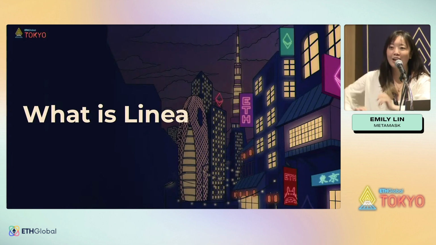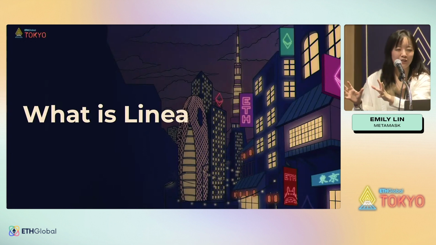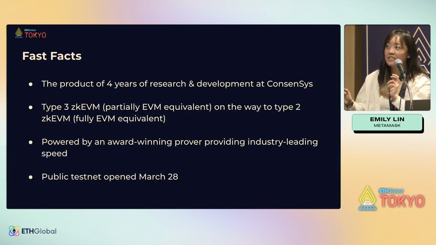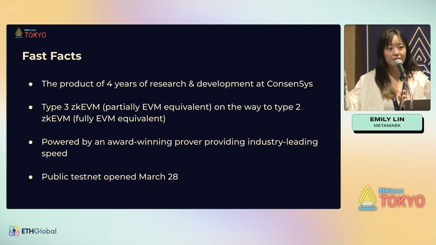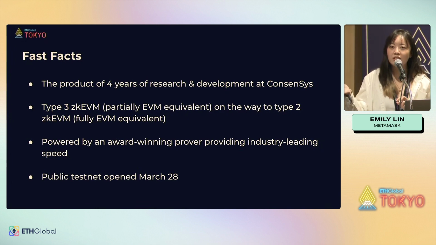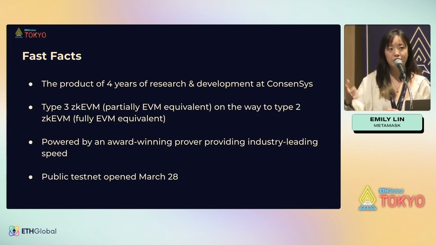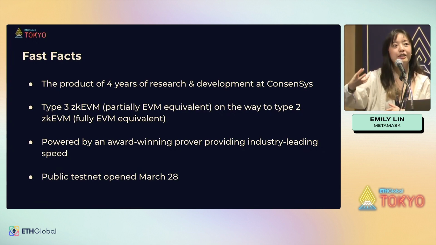Cool. Now that we have a basic overview of how all of that works and what it means, what is Linea specifically? Just fast facts: Linea is the product of 4 years of research and development at Consensus. It's actually pretty interesting. When we first started, we were thinking about payment solutions, like anonymous payment solutions. The idea that ZK proofs could be applied to scale was something no one thought was possible. So we were doing a lot of ZK proof research, and through that research we realized scaling solutions are possible with ZK proofs. That's how Linea first got started.